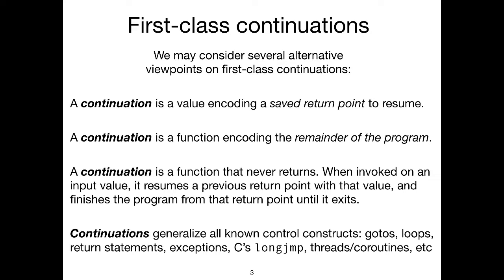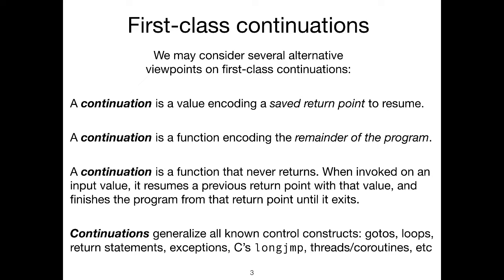What do I mean by control? Control basically means where is the program currently executing? What is the current control point? The control point of the program is the point that is currently being executed. Exceptions are a really good example of continuations. When you throw an exception, you go to the proximate exception handler. And if you've been a C programmer, you've probably heard about a function named longjmp, which allows you to jump across routines in a way that kind of breaks the stack.